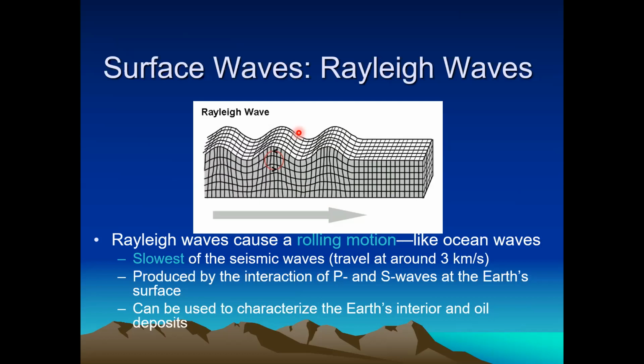So these are the slowest of the seismic waves. They travel at about 3 kilometers per second, and they are produced by the interaction of the P and the S waves at the Earth's surface. And we can use Rayleigh waves to characterize, again, the Earth's interior and oil deposits. This is the type of seismic wave that oil companies use to look for oil deposits.